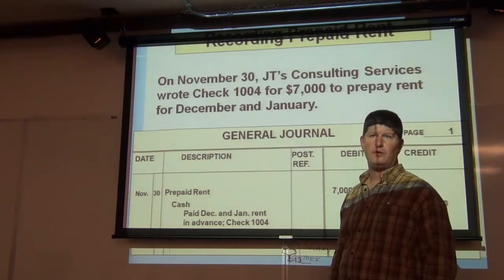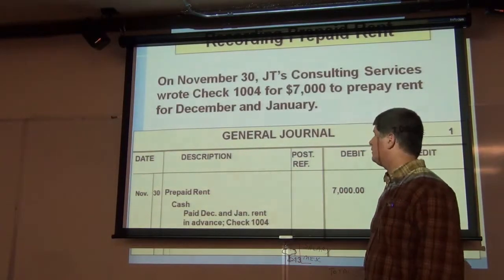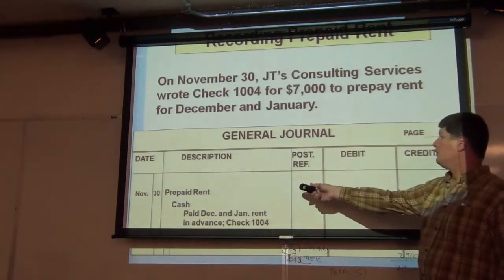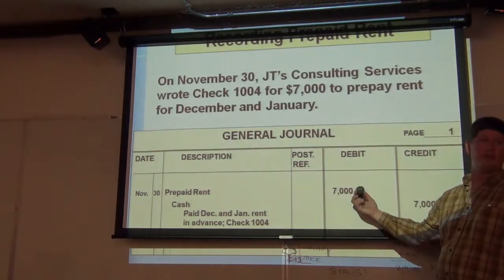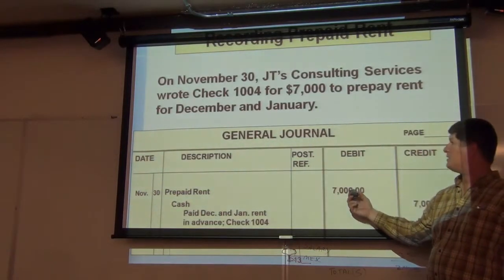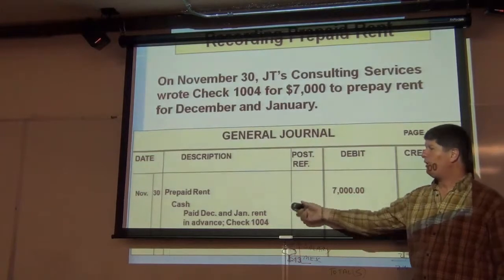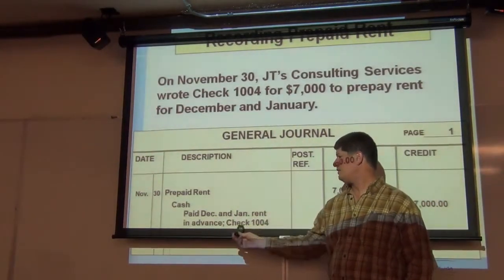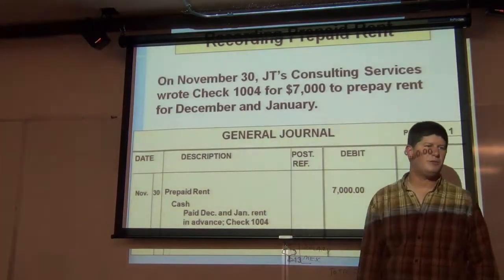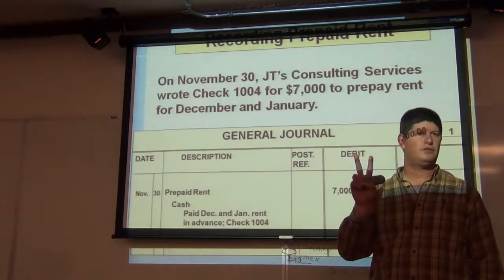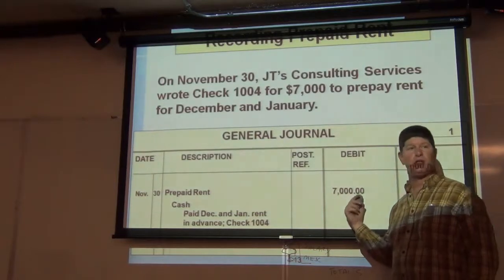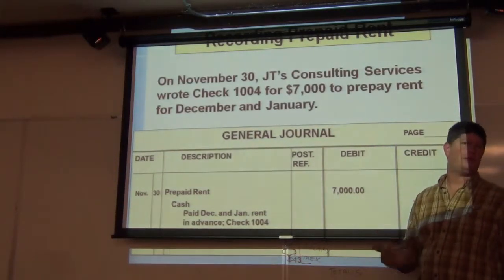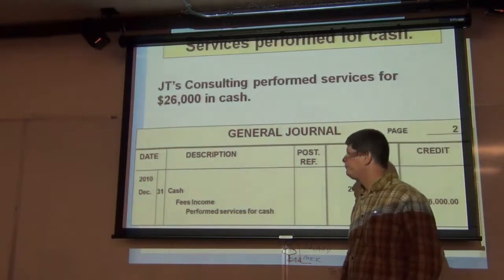Other questions? Okay, here's another fun one. We're going to prepay some rent, right? We got to go find a place, prepay rent. It's an asset, debit. How do we pay for it? Cash, credit. Prepaid December and January's rent in advance, check number 1004. How many months is this for? 2. How much is the rent each month? $3,500.